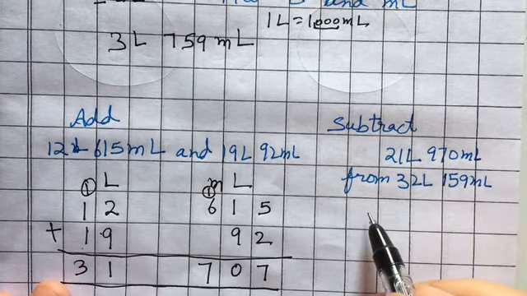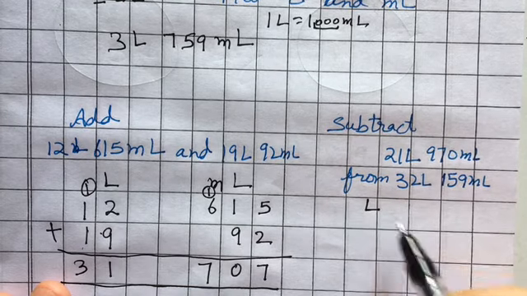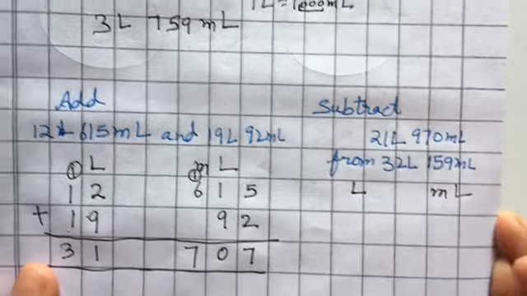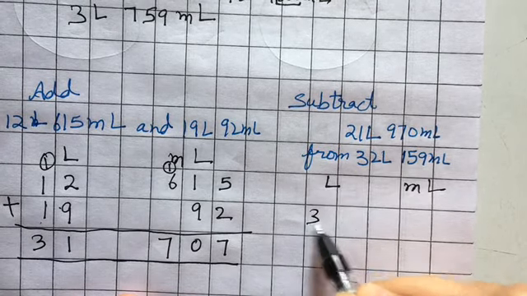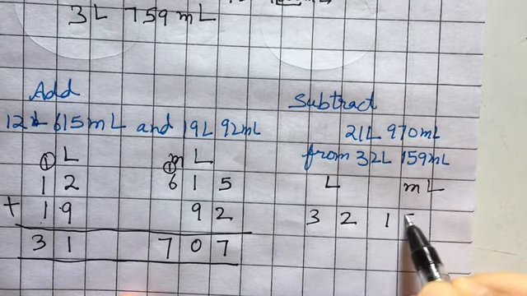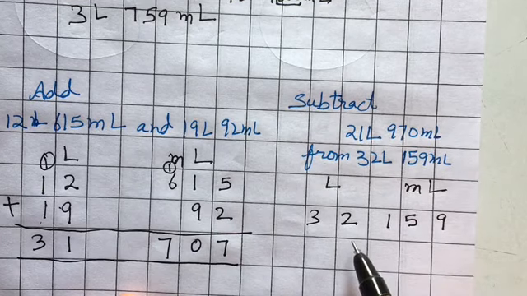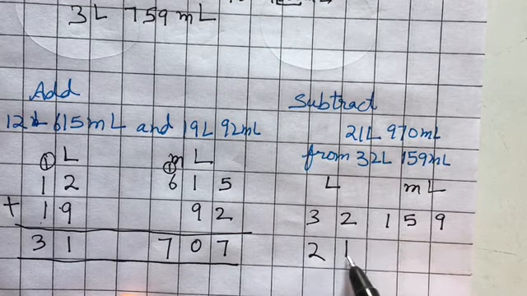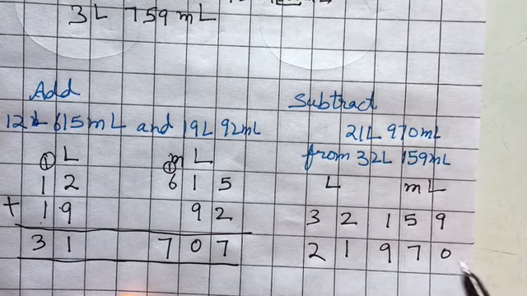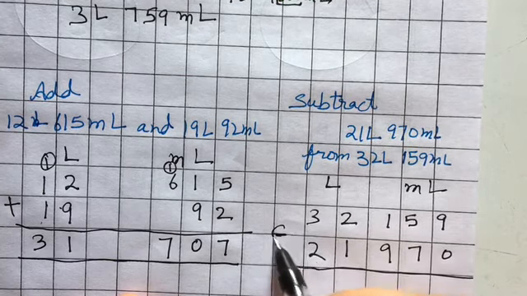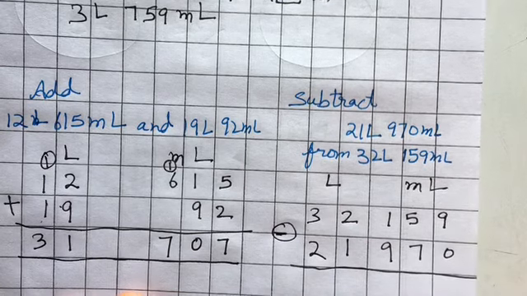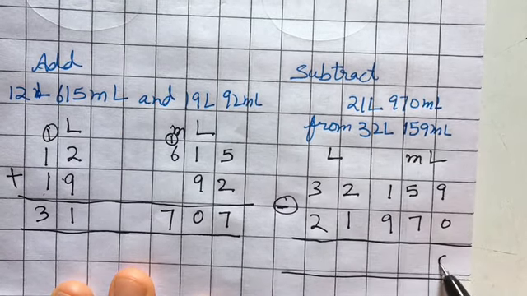And the subtraction, this will be liter and milliliter, the same way we have done earlier. So it will be 32 and 159 and this is 21 and 970. Now subtract them. Let's start. 9 minus 0 is 9.